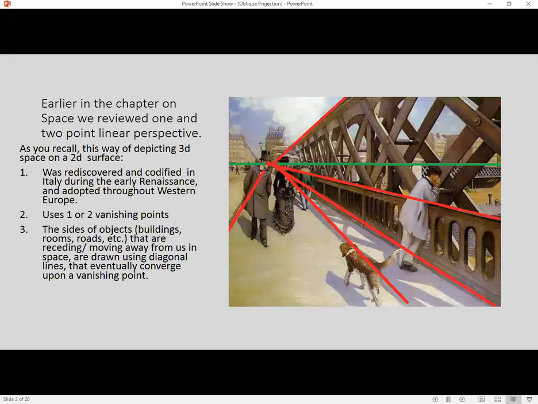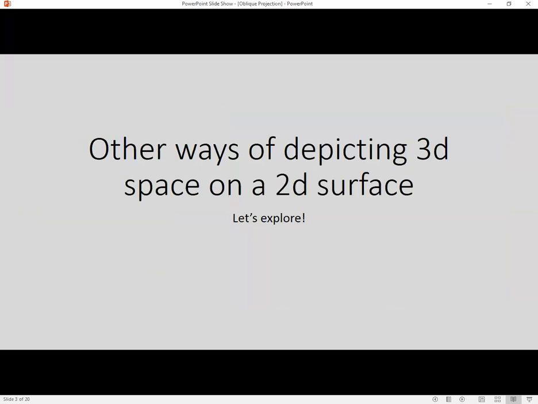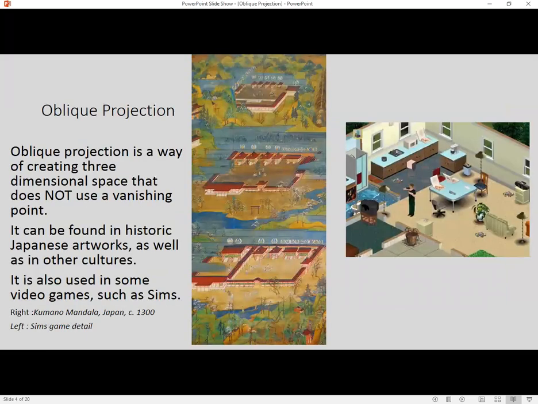And I'm just going to remind you that in 1 point and 2 point linear perspective, the closer something is to us, the larger it appears. The further away something is from us, the smaller it appears. So when you're drawing along the diagonal lines that run along the objects, these lines are further apart here, and they get closer and closer together the further away they are in space, and therefore they make the object appear to be smaller the further away it is from us. But oblique projection is a little different than that. So we're going to start with oblique projection.